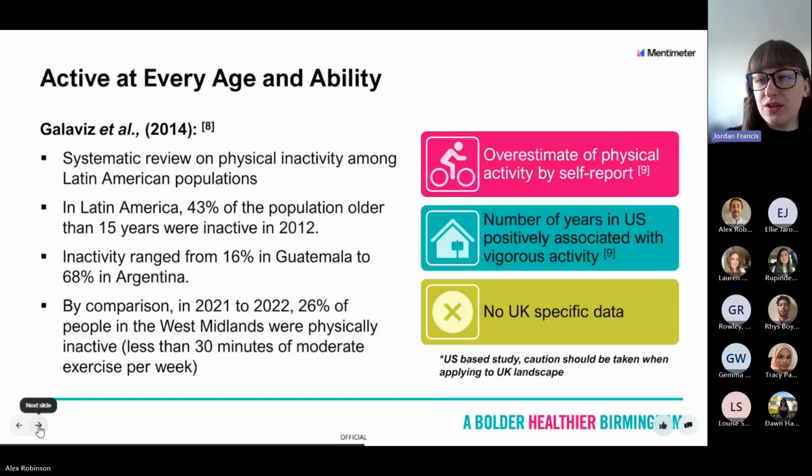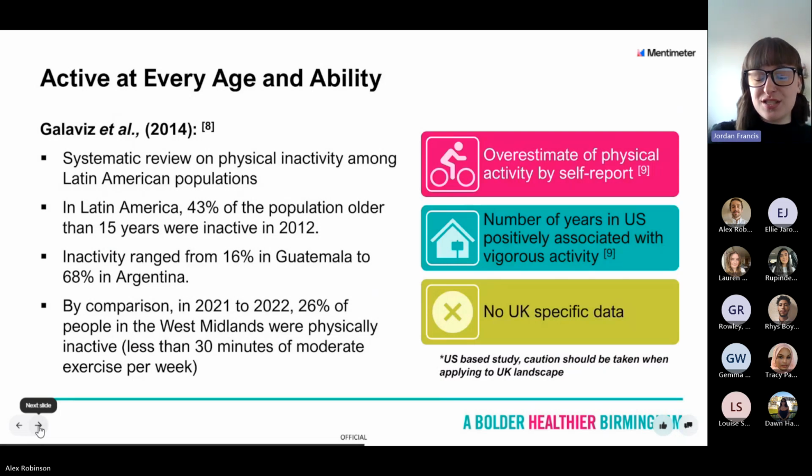It also showed that the number of years that they had migrated to the US for was positively associated with an increase in physical activity. So we may see similar trends in the UK, but again, we'd need more data to confirm whether or not physical activity increases or decreases with length of residency in the UK over time, and whether or not physical inactivity is higher amongst first generation migrants than second or third, etc.